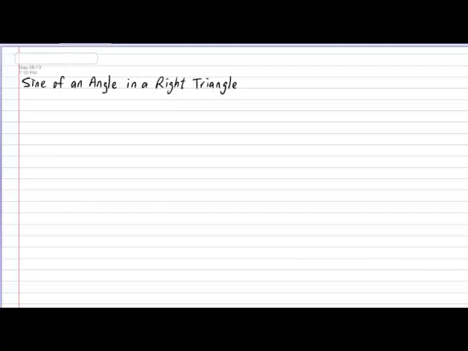Hi everyone. In today's lesson we'll be taking a look at what is meant by the sine of an angle in a right triangle. So in your notebook, please put down today's subtitle, Sine of an angle in a right triangle. As the title implies, the sine of an angle is applicable only in right triangles, no other type of triangle.